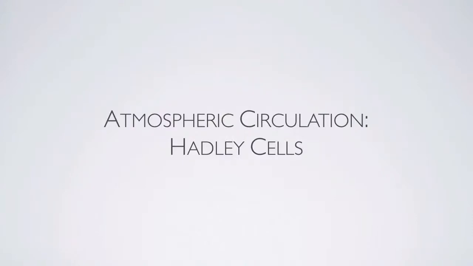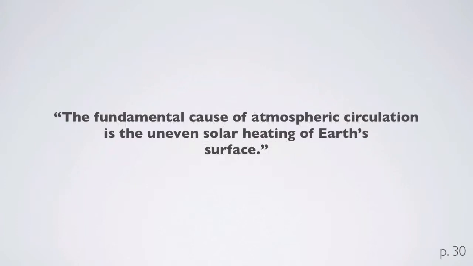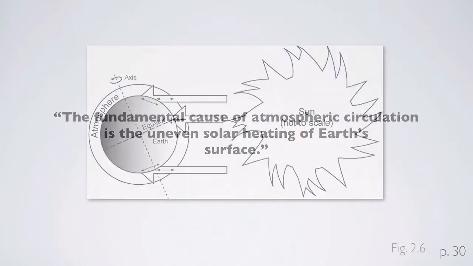The atmosphere has a composition. The atmosphere has a structure, and it also has circulation. One of the main components of atmospheric circulation are what we call Hadley cells. Now, the fundamental cause of atmospheric circulation is the uneven solar heating of the Earth's surface.